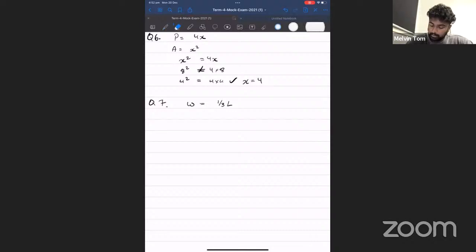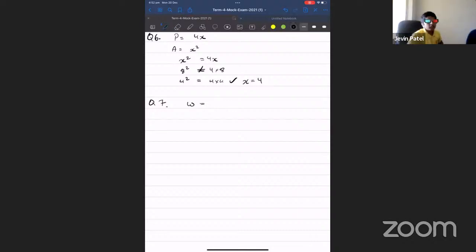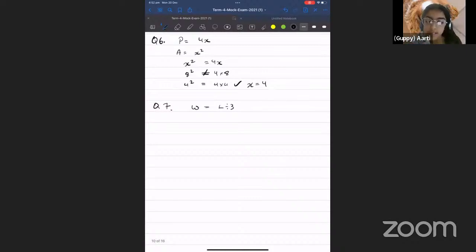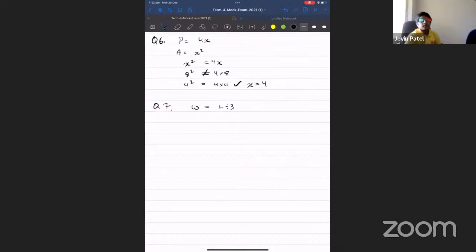For question 6, why did you get the 4 squared? What do you mean? Because you said 8 squared is not equal to 4 multiplied by 8. So how did you get 4 squared? Look at the answers. Oh, that's 4. Okay. Got it.